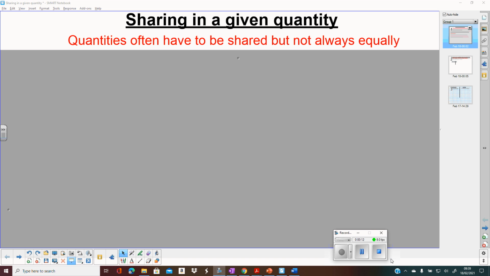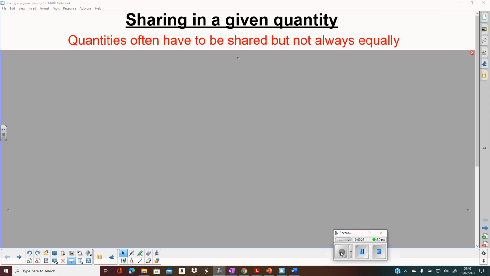We're going to start today by looking at sharing in a given quantity. This builds on the work that you've done on ratio. Quite often quantities have to be shared but not always equally, and we need to find out a way that we can do that. There are some steps that we can go through.